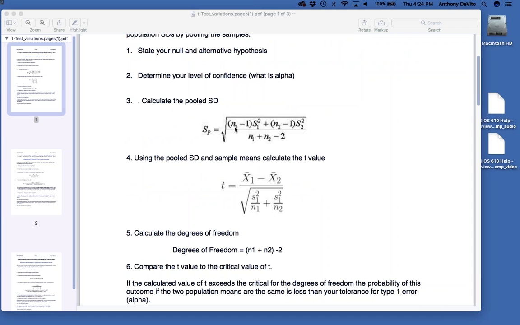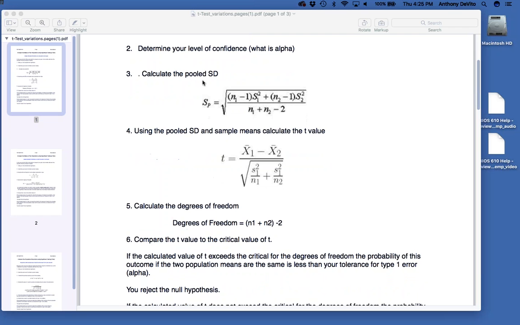It's going to be equal to the square root of the sample size of group 1 minus 1 times the standard deviation squared, plus the size of sample 2 minus 1 times the standard deviation of group 2 squared, divided by the sum of the two sample sizes minus 2. Okay, and we take the square root of all that, and that gives us something that we call the pooled standard deviation. That's why that Sp is there, pooled standard deviation. Well, remember, that's still a standard deviation. It's not a standard error. That's a standard deviation that's pooled for the two samples.